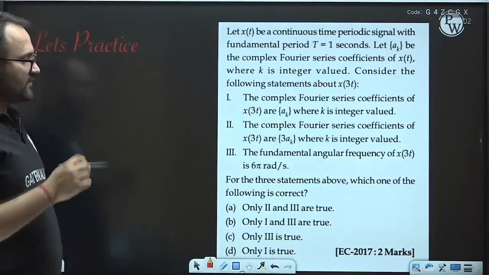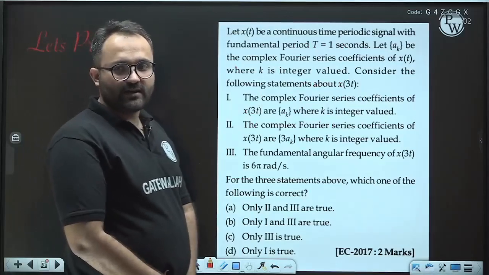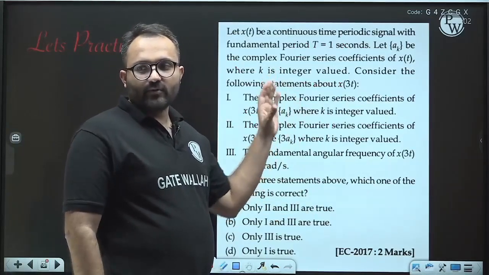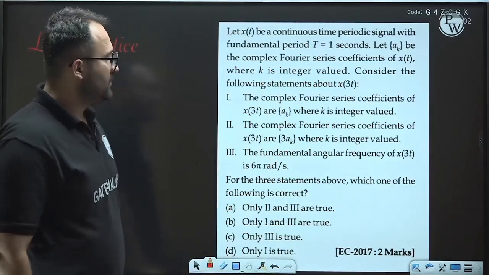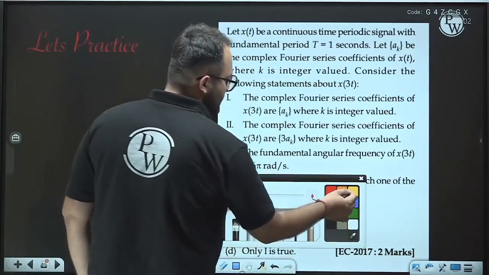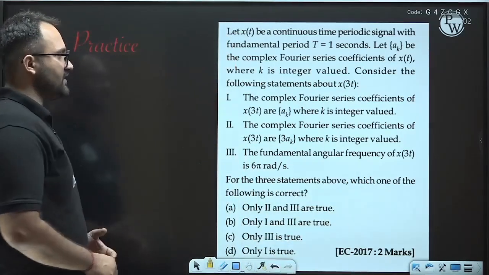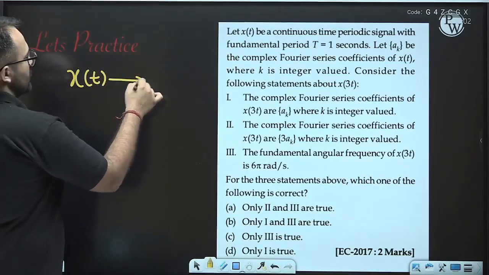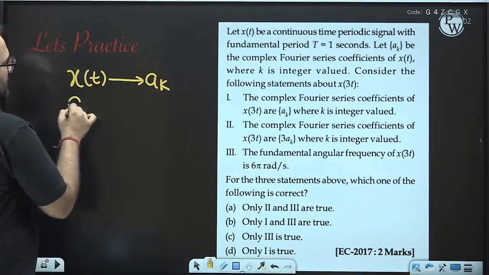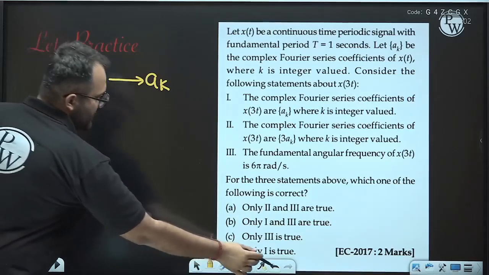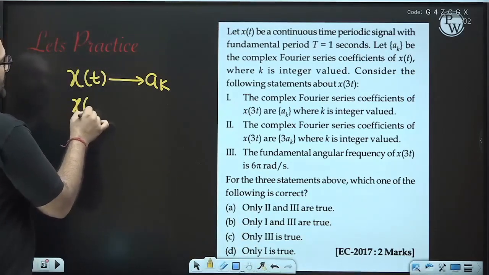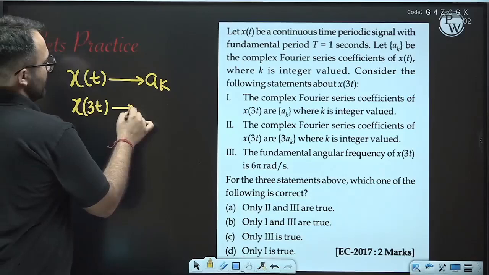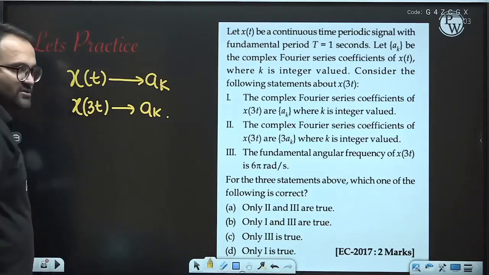I hope all of you are able to do it. Great. This was the question in 2017. I was telling you the time scaling property that was asked in the GATE exam. So in Fourier series, you can see that mostly property-based questions are asked. It is given that if x(t) has Fourier series coefficient a_k, then for x(3t), what is the property? The property says that even after time scaling, the Fourier series coefficient does not change.